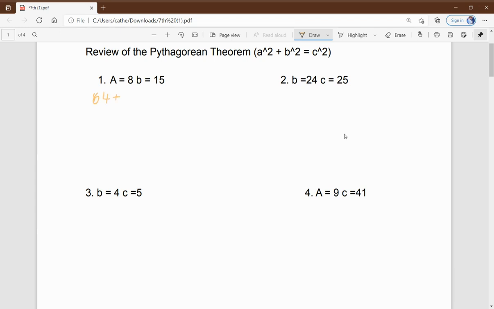And B is 15. So you want to find 15 squared, that would be 225. Going to c squared, c squared would be 289. And if we want to find just c instead of c squared, we would square root this, and you get 17. So c equals 17.